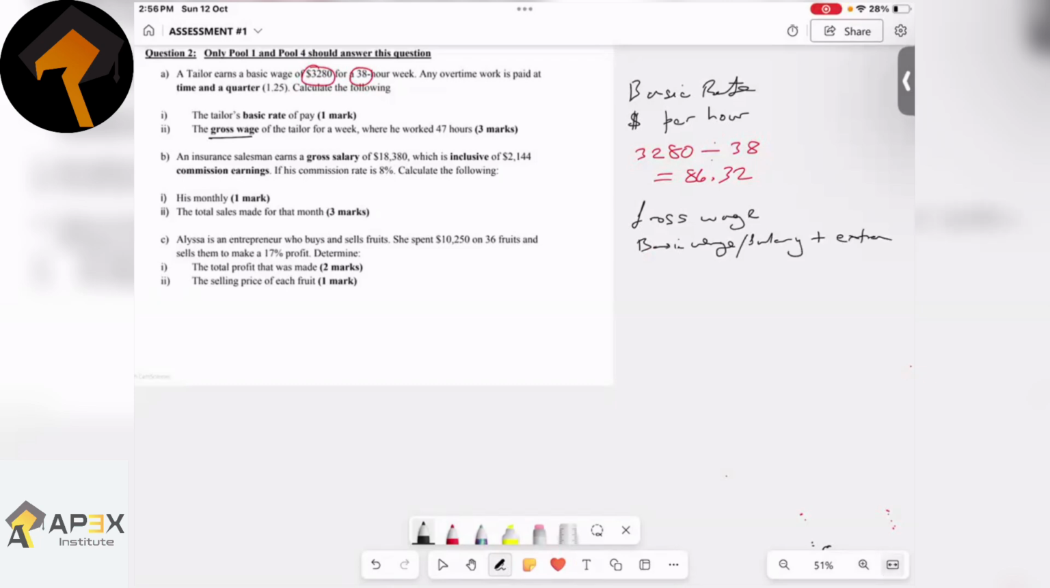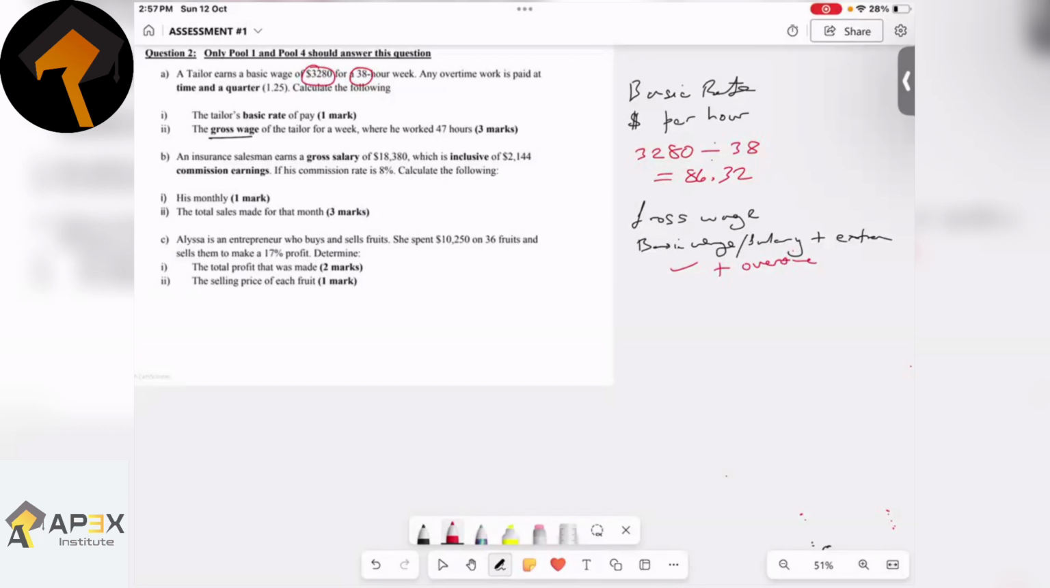Gross wage meaning extra. It also means, in the accounting term, the amount of income received prior to tax deduction. But in this case, this question isn't related to tax. This question is just related to overtime. So what this means then is that this is a basic wage question aligned with an overtime question. So it's going to be basic wage plus overtime. So our job now is to figure out some stuff here.